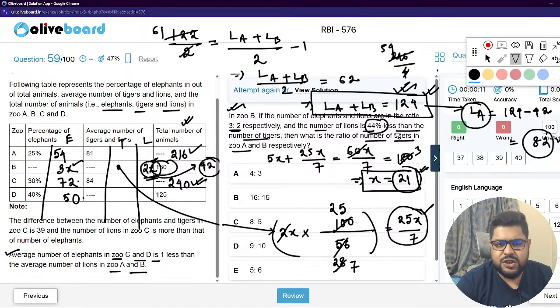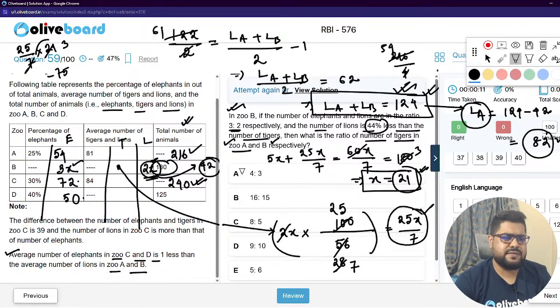Now they are asking the ratio of the number of tigers in zoo A and zoo B. The number of tigers in zoo B is 25x by 7, that is 25 by 7 into 21. 7 3s are 21, so this comes to 75. This is zoo B, sorry. So my answer is going to be, first, 75 in B. And what will come in A?